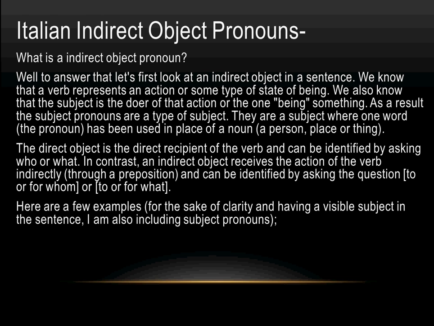In contrast, an indirect object receives the action of a verb indirectly through a preposition and can be identified by asking the question to or for whom, or to or for what. Here are a few examples for the sake of clarity and having a visible subject in a sentence. I'm also including subject pronouns.